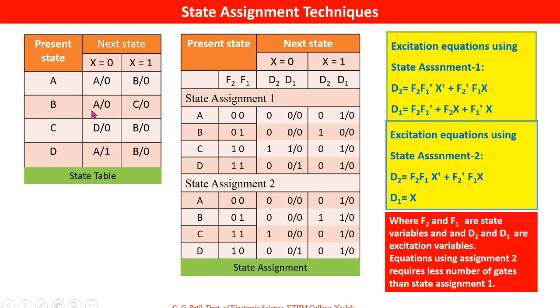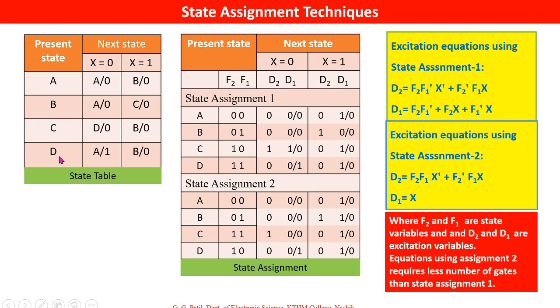For present state B, next state is A and output is 0, and next state A has value 00, output is 0. And here next state is C and output is 0, and here C has value 11, not 10, so 11 and 0. When present state is C, the next state is D and output is 0, and D has value 10, so 10 is written here and output is 0. And when x equals 1, C has a next state value B, and B is assigned the code 01 and output is 0.